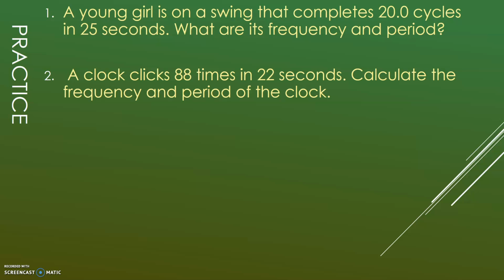All right, so it is 88 divided by 22, which is, of course, going to be 4. And that's going to be 4 times per second. So what's the period? It is then again 22 divided by 88, or 0.25. So that means it's a quarter of a second per click.